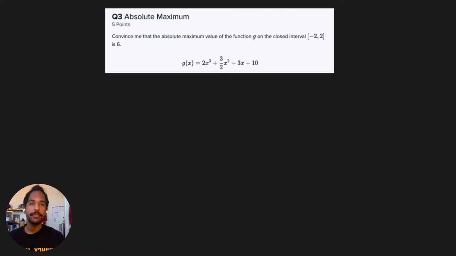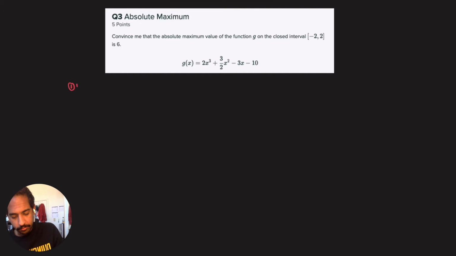Convince me that the absolute maximum of the function g on the closed interval negative 2 to 2 is 6. Now, how do we do that? Well, we know that the maximum is going to be 6, so that's something that we're looking for, and we need to make sure we go through the steps that are necessary. We know that whenever we're trying to find maxima or minima, our first step is that we want to find that first derivative. And so I'm going to write that out.